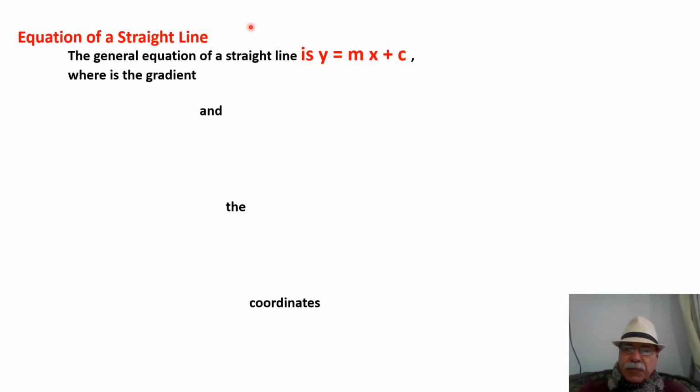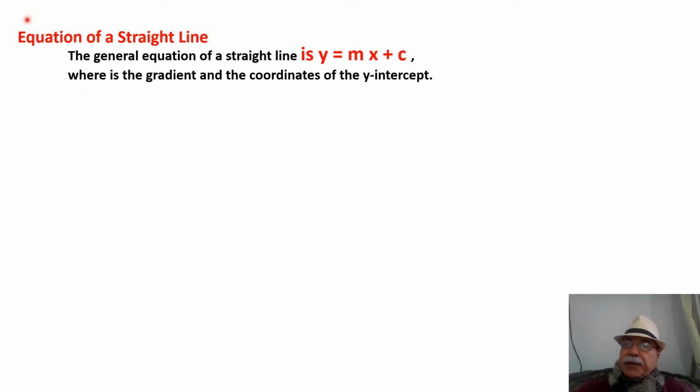The general equation of the straight line is y equals mx plus c. Sometimes it is written as plus b. Some countries in the world use plus b.